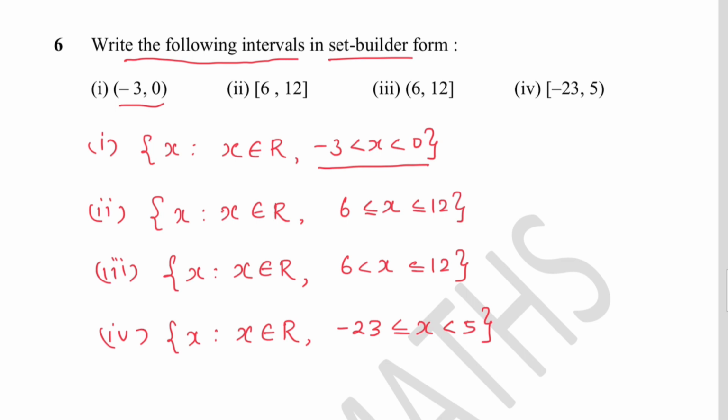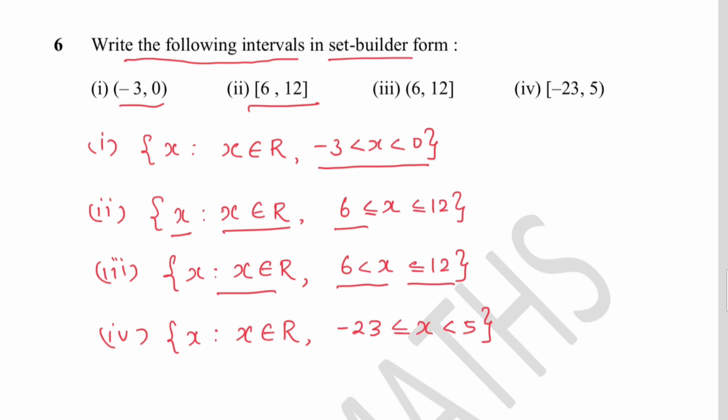And the second question, [6, 12], both the values are included. It's a closed interval, so 6 and 12 are both included. Therefore, the set of all x belonging to real numbers, 6 less than or equal to x less than or equal to 12. And the third question, (6, 12], where 6 is open and 12 is closed. That means 6 is not included, whereas 12 is included. Therefore, the set of all x such that x is real, x belongs to R, and 6 less than x less than or equal to 12.